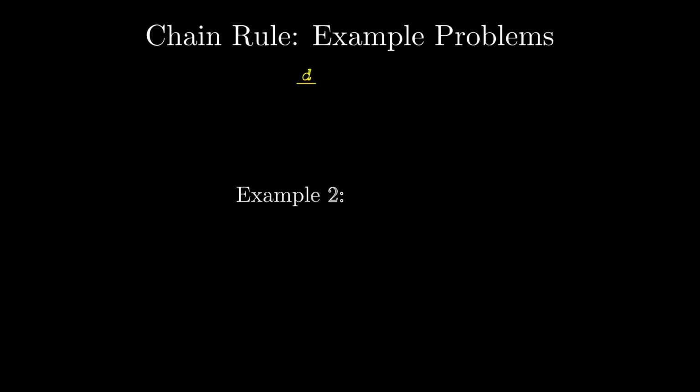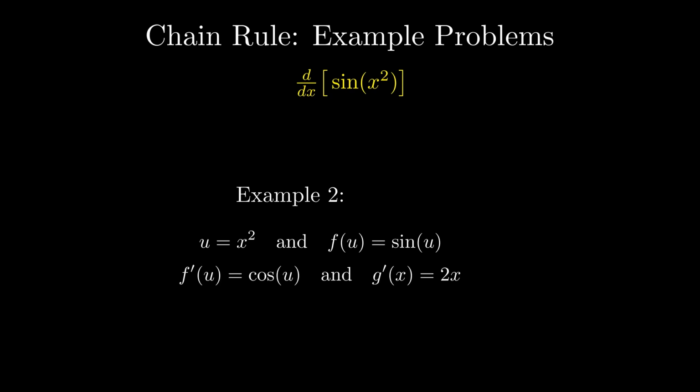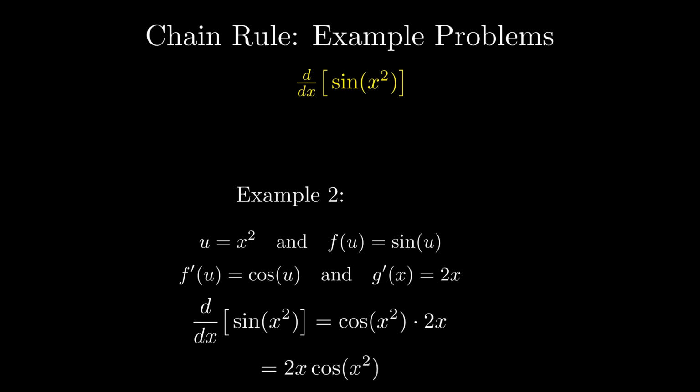Next, let's differentiate sine of x squared. Again, we'll use the chain rule. The inner function is x squared, and the outer function is sine of u. The derivative of the outer function is cosine u, and the derivative of the inner function is 2x. By applying the chain rule, we multiply these derivatives. And simplifying, again, gives us the final result.